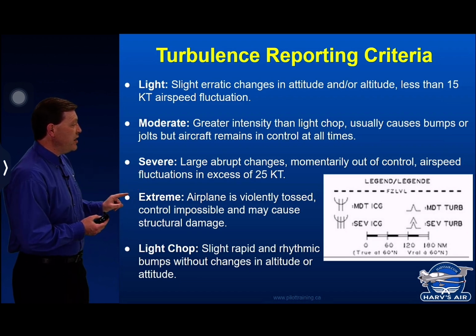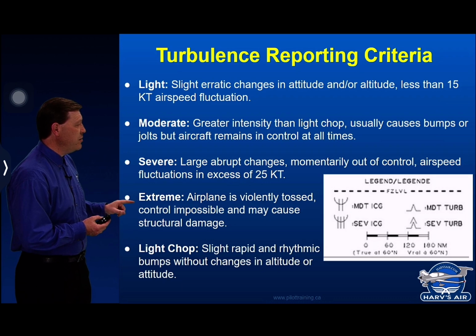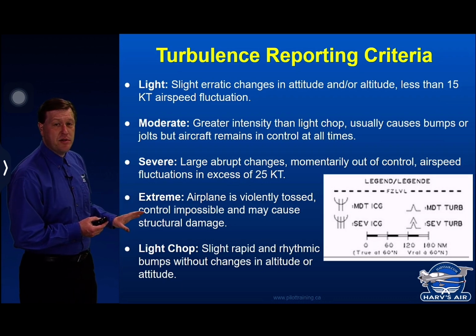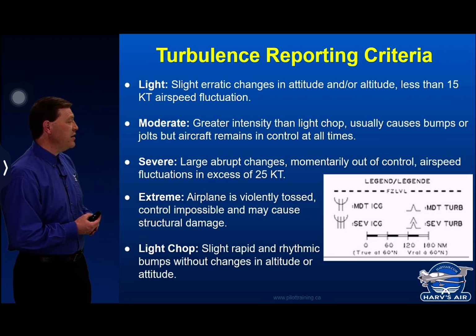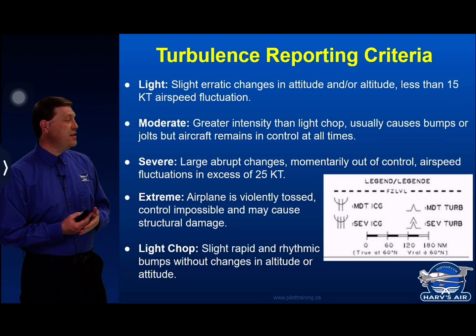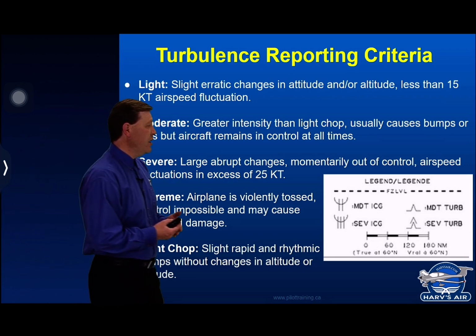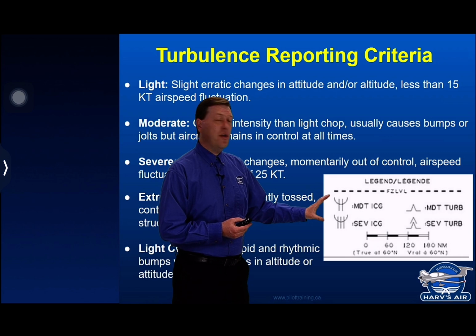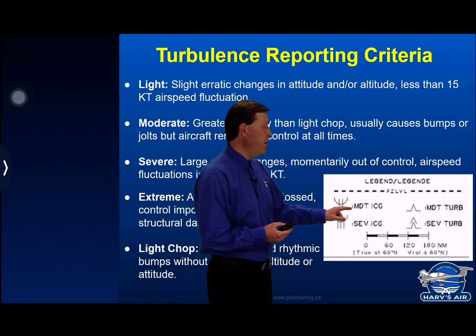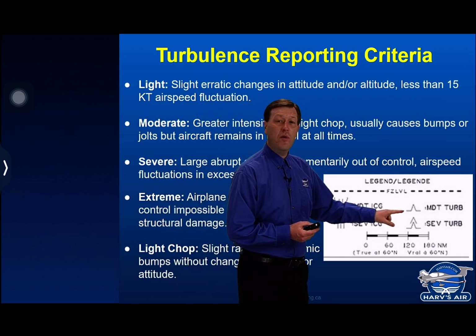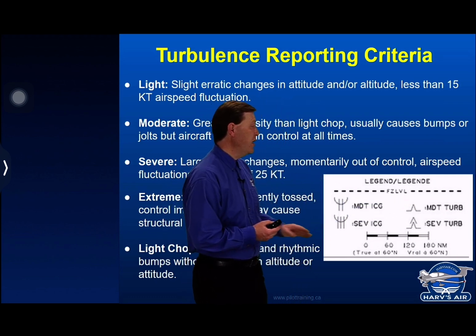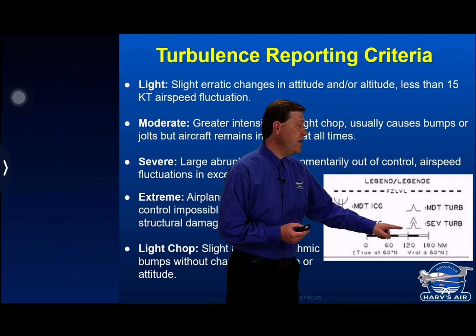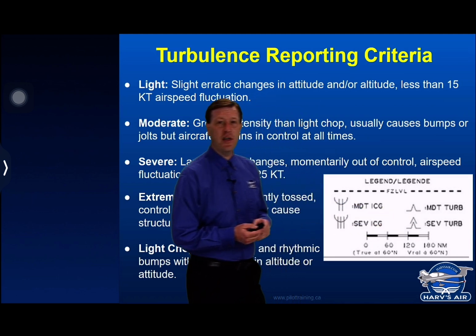Extreme: the airplane is violently tossed, control is impossible, and it may cause structural damage. That one I've never experienced, nor, to be honest, do I ever want to. Light chop is slight and rapid rhythmic bumps without changes in altitude or attitude. And then over here on the GFA, you can see that there is a legend for you. If we've got one bump here, that's classified as moderate turbulence. If we have severe turbulence, then it gets capped. Kind of like, it's really bad.